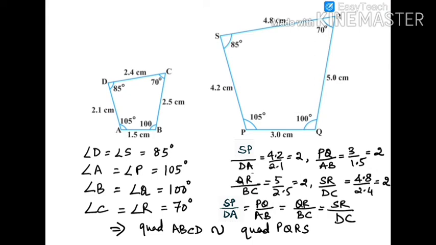It is important to maintain the order of similarity. So A corresponds to P, B corresponds to Q, C corresponds to R, and D corresponds to S. Also, AB corresponds to PQ, BC corresponds to QR, CD corresponds to RS, and AD corresponds to PS.